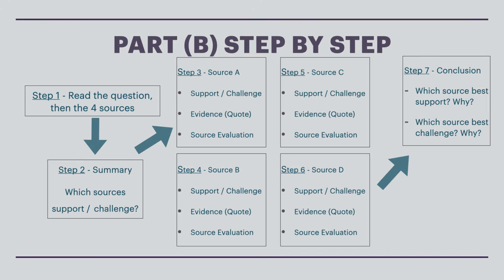So this is the step-by-step guide to answer part B. First step is to read the questions, then the sources. Start by summarizing which sources support and which sources challenge in the introduction, followed by assessing source A, support or challenge, quotes, evaluation. Do exactly the same for sources B, C, and D. Then in conclusion, mention which source best supports the view and why.